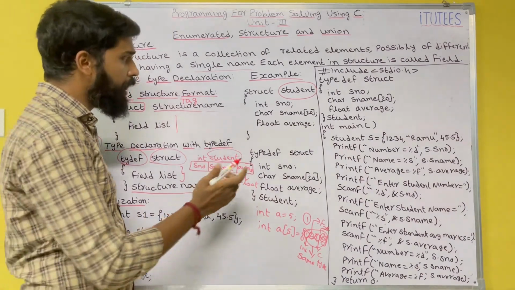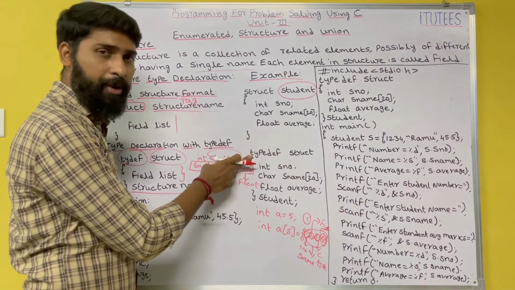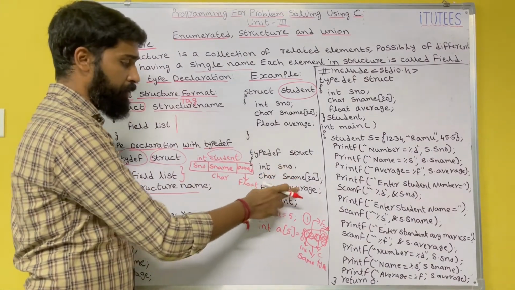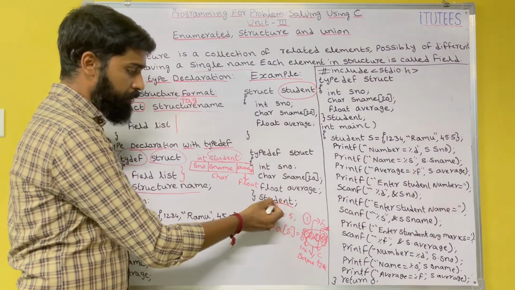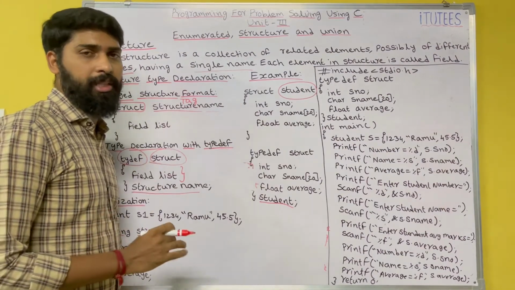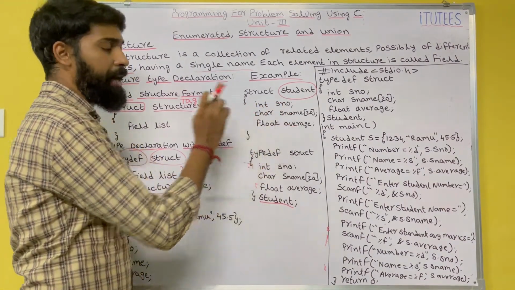The same structure we can define with the help of typedef. So typedef, int student number, char student name, float average. Here you give the structure name. Now, how to initialize the structure fields? Here we have student number, student name and average.